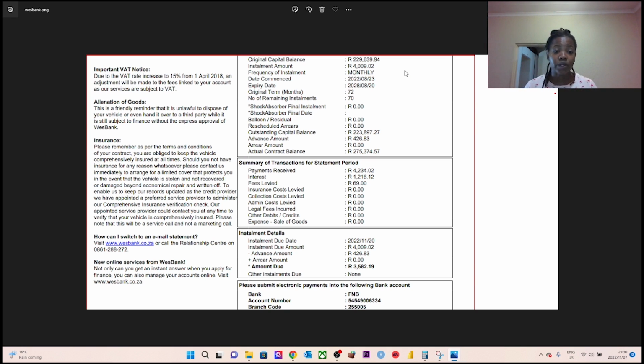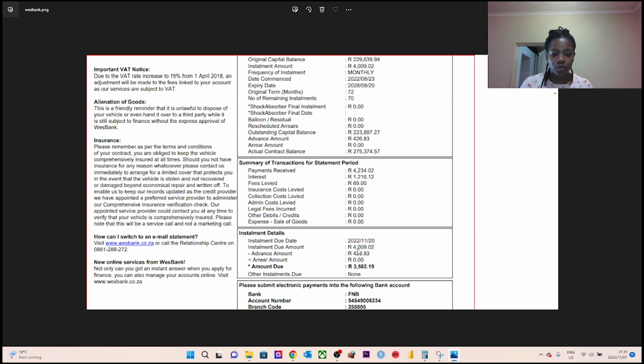Outstanding capital is 223. The advance amount is money that I've basically put in extra into the account. And then arrear amount would have been there, so it's positive. And then actual contract balance you'll see is 275. So the 275 is higher than the outstanding capital amount by about 51,000. That is the actual amount in interest that I'm going to be paying over my 72 months, which is your 6 years. Payments received 4.3, interest 1.2, fees levied is that.